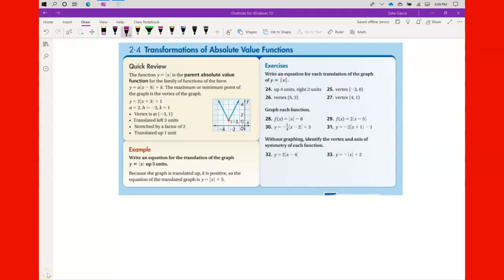This is the review for our first quarter exam. I'm going to read the instructions. Write an equation for each transformation of the graph y equals the absolute value of x.